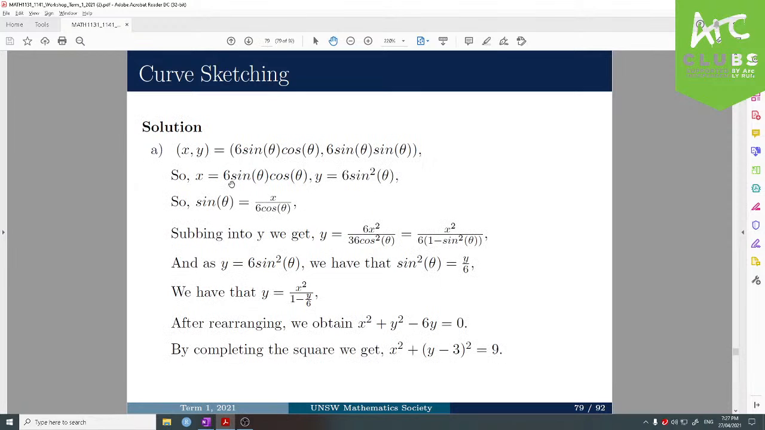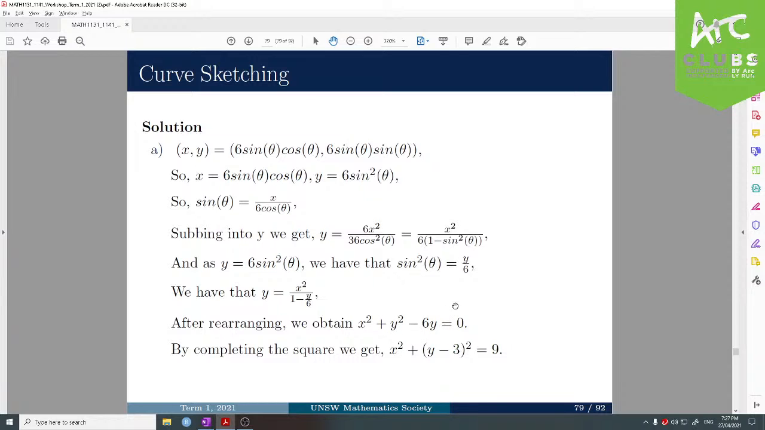So you have x equals 6 sine theta cos theta. That's the same as r cos theta, because r is 6 sine theta. And for y, you get 6 sine squared theta, because again, y is just r sine theta, right? And then this entire section here is just all algebra, right? So you take the two equations and you solve simultaneously until you finally end up with this thing here, which is x squared plus y squared minus 6y equals 0.